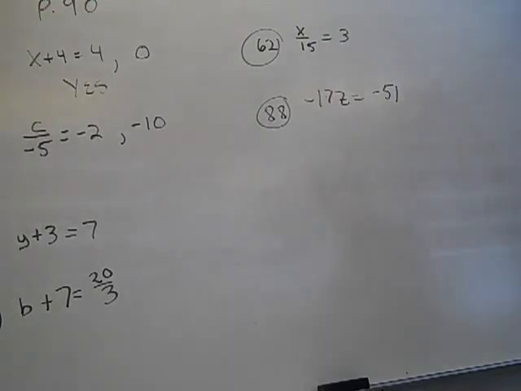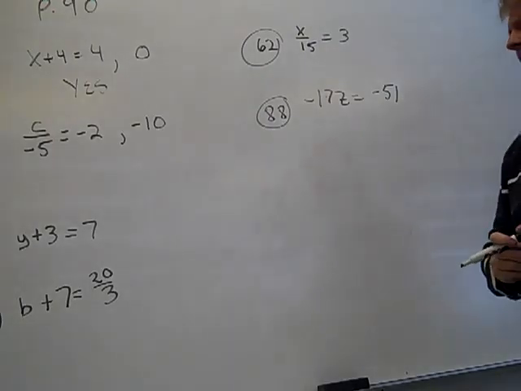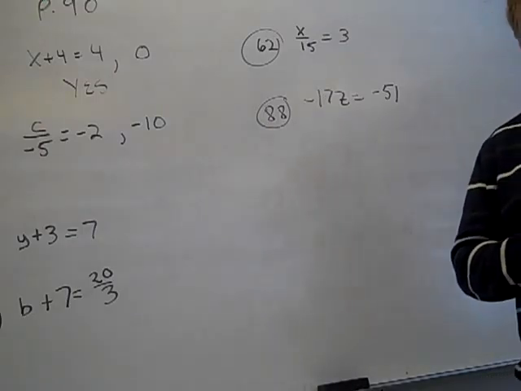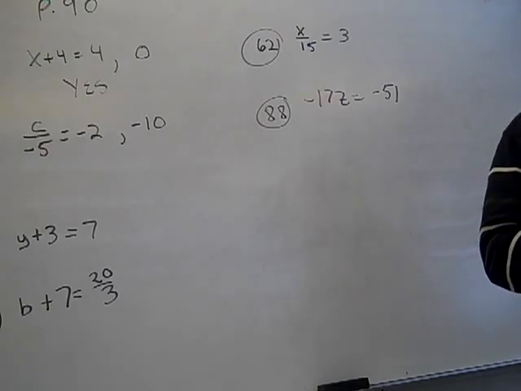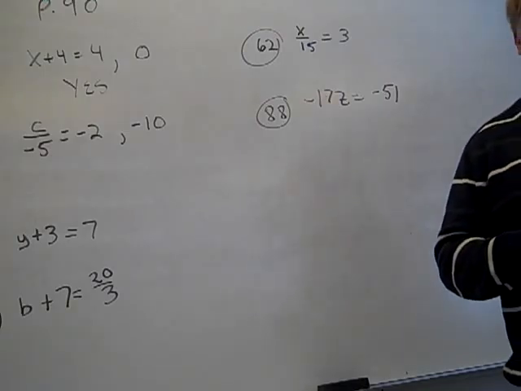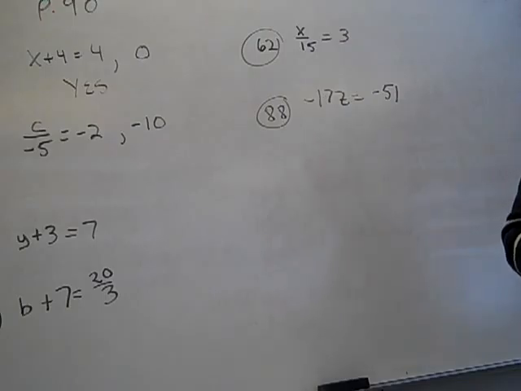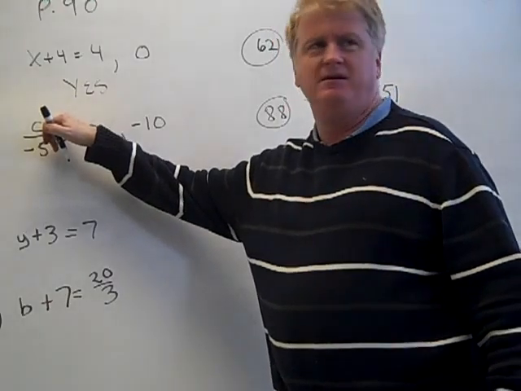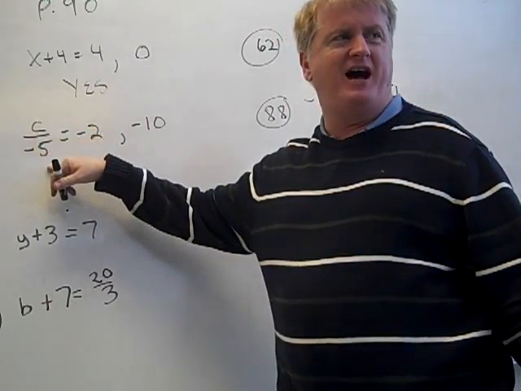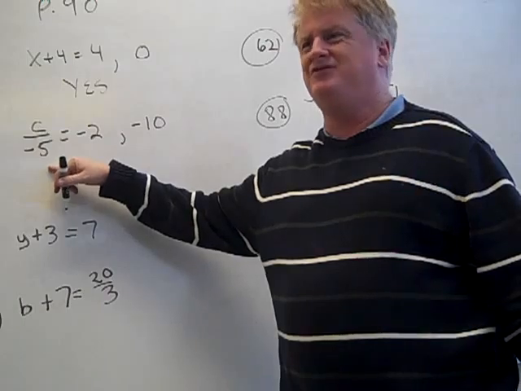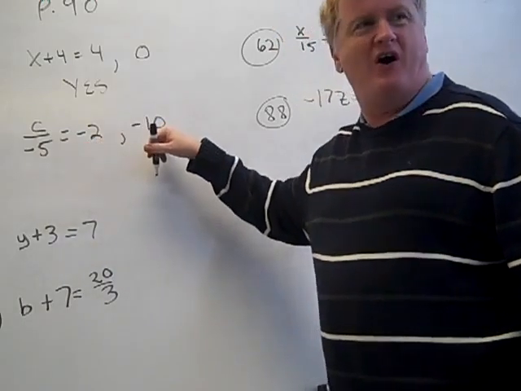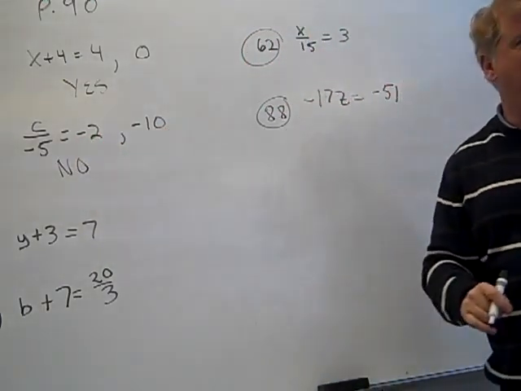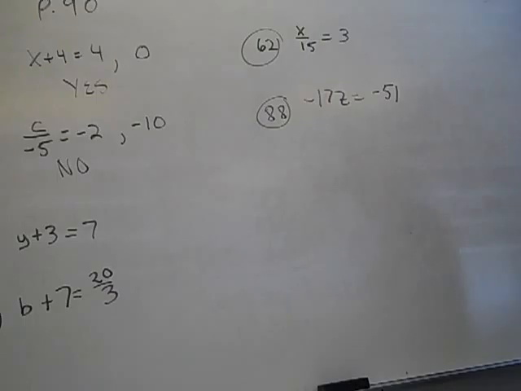Now, what about 34? C divided by -5 equals -2. Is -10 what makes that work? Thumbs up if yes, thumbs down if no. I'm seeing a couple thumbs up, more thumbs down. Let's check it out. If it's true, then -10 divided by -5 is +2, not -2. So that makes it false. So that's not a solution. If it were +10 out here, that would have been a solution.